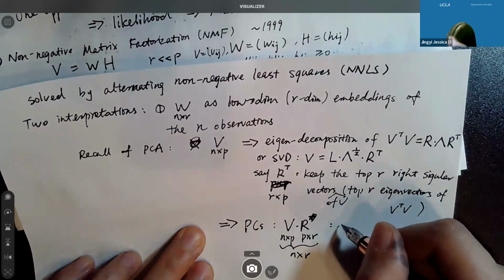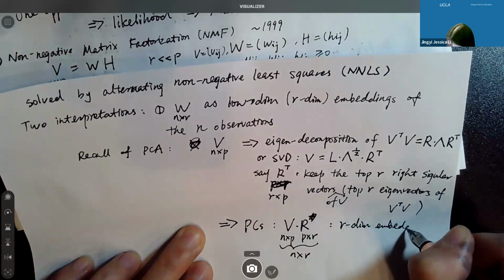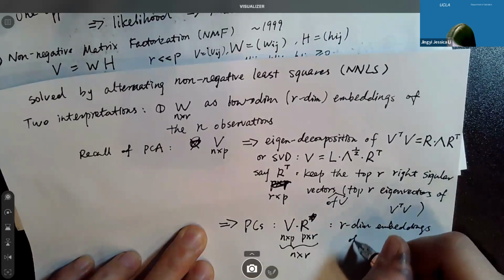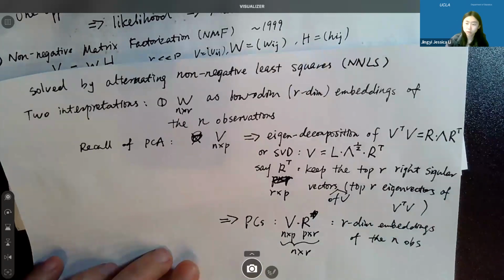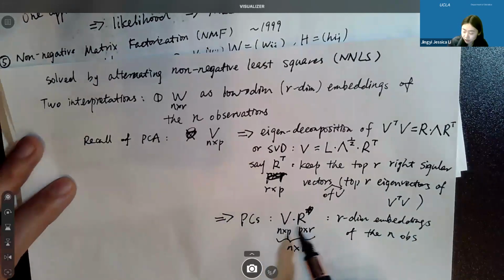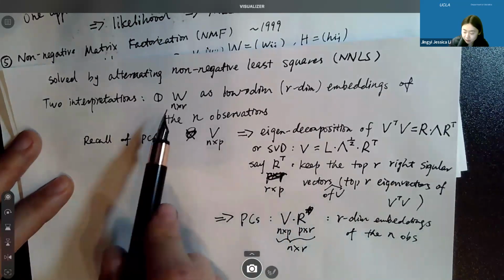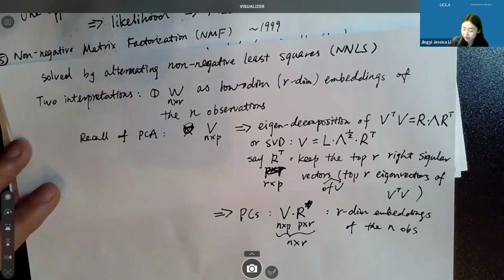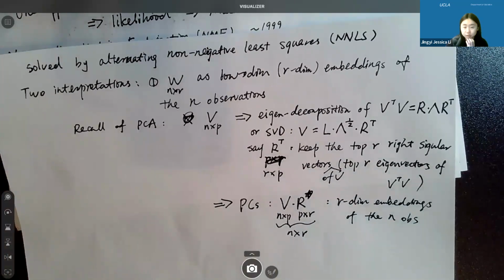So these are the R-dimensional embeddings of the N observations. So this is what we do by PCA. So we can still get the R-dimensional embeddings just by working on the matrices. And we can see that this dimension N by R is exactly matched with the dimension of W. So W and V times R are both the embedding matrix.